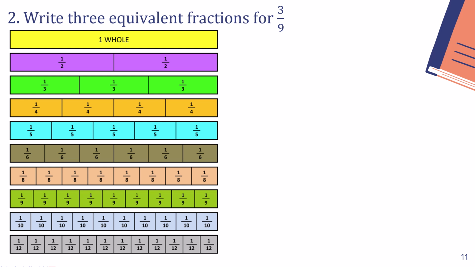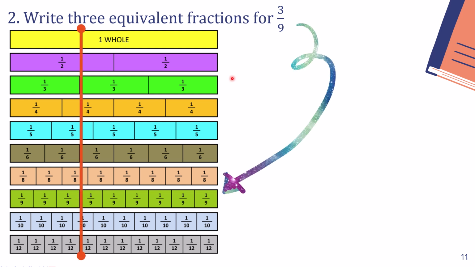I liked this concept because I was thinking you could find 3/9. So here I'm looking at the dark green strip, so that would be 1, 2, 3. So this would be 3/9. Then I'm going to draw a line, and then I can just match up with the other colors and say, okay, here's an equivalent fraction. You can see it matches up perfectly right here with 1/3. So 1/3 is an equivalent fraction.